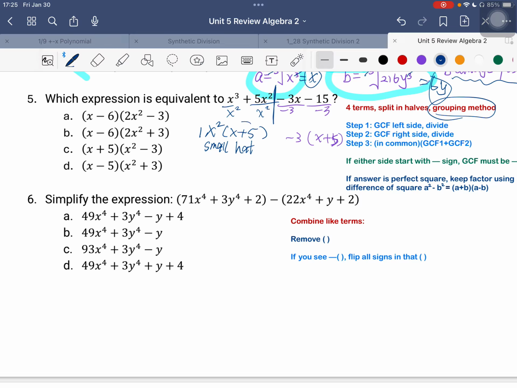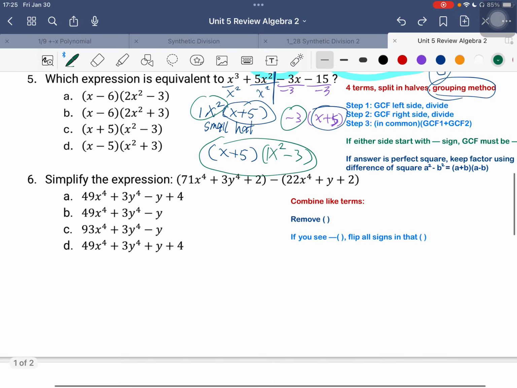Okay, now let's put the shared remainder in the front, x plus 5. And the GCFs come together, x squared minus 3. That's my answer. Again, check your answer. If your answer is a perfect square, keep factoring it. However, x squared minus 3 also has a minus sign, but it's not a perfect square. So don't factor it anymore. It's already an answer.